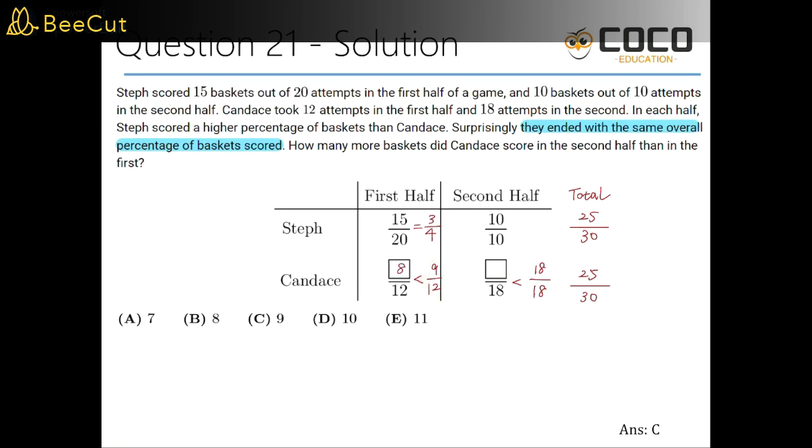And this 8 total is 25. 25 minus 8, this is 17. So the difference is 17 minus 8. The answer is 9.